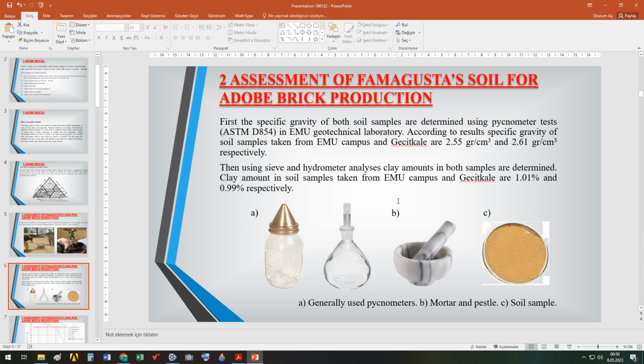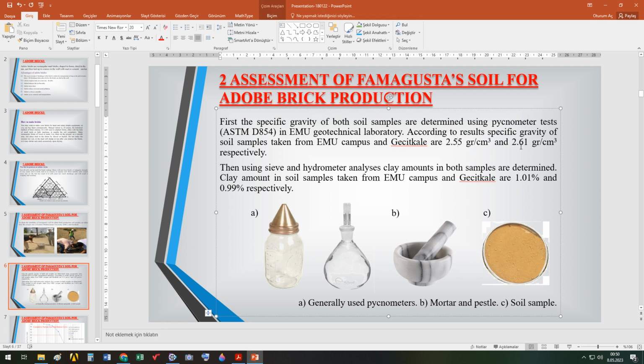rainproof. First, the specific gravity of both soil samples is determined using pycnometer tests according to ASTM D854 in the laboratory. The specific gravities of the soil used in this project are so much. Then, using sieve and hydrometer analysis, clay amounts in both samples are determined. Clay amount in soil samples taken from campus and Geçitkale and Famagusta is around 1%.